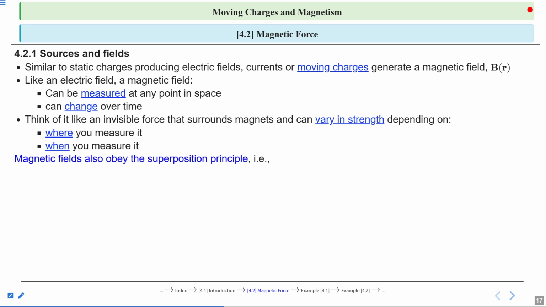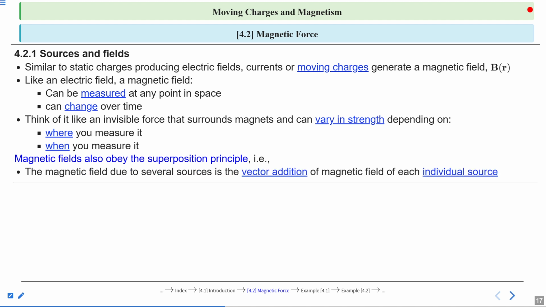Magnetic fields obey the superposition principle. Like the electric field, the magnetic field also obeys the superposition principle. That is, the magnetic field due to several sources is the vector addition of the magnetic field of each individual source. The magnetic field is also a vector quantity, like the electric field.